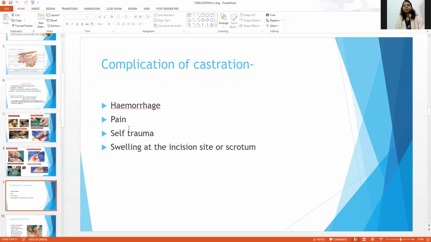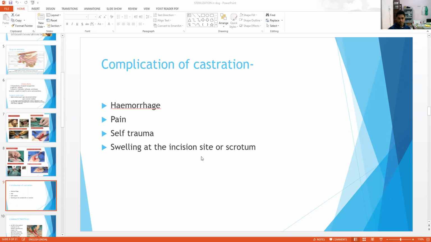This type of complication is mostly seen in many types of surgery, but post-operative analgesia we used to recommend for this. And self-trauma, sometimes self-mutilation is there. If you are not going to put an Elizabethan collar and all these things, then what will happen? The animal will bite the surgical site, and this is the most common complication seen in dogs and cats.